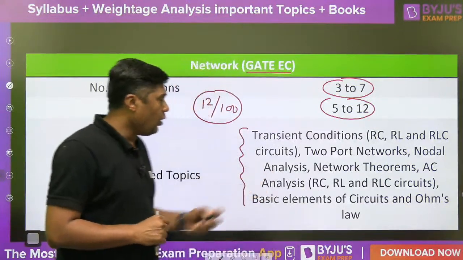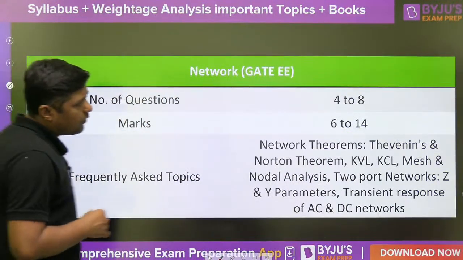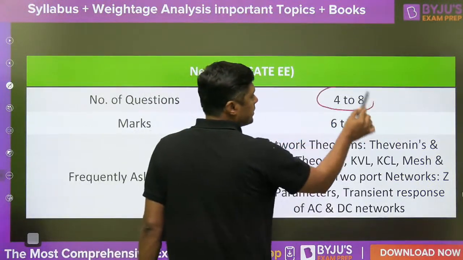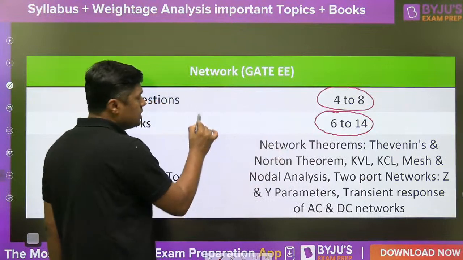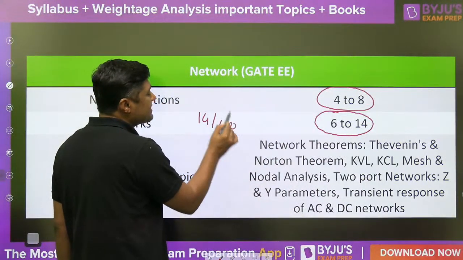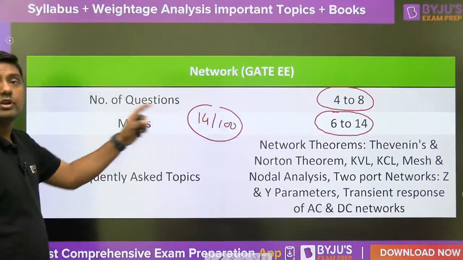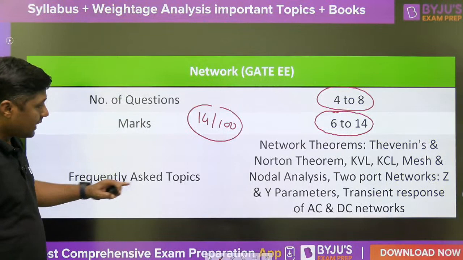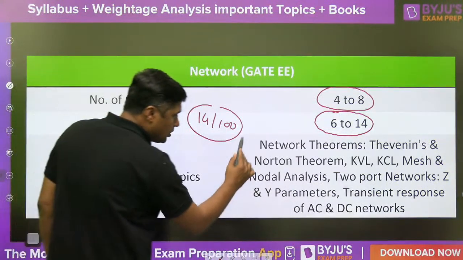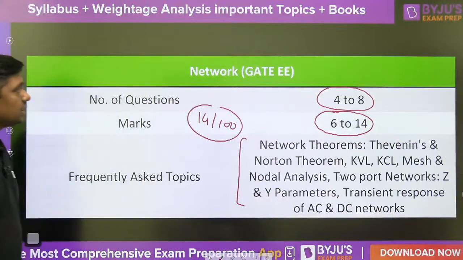Now, similarly for the electrical branch, how many questions? 4 to 8 from the network. And what are the marks? 6 to 14 marks. If suppose it is 14 marks out of 100, guys, that is 14%. Again, that is a very, very important one, guys. And these are the important topics. Please go through that. Normally, we get questions from all these topics.